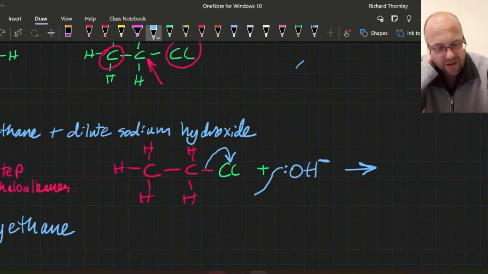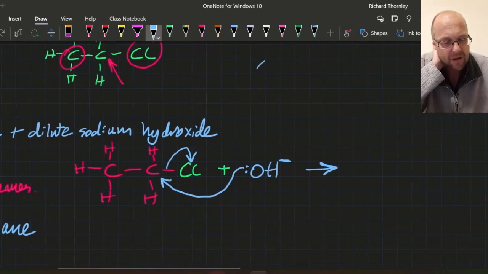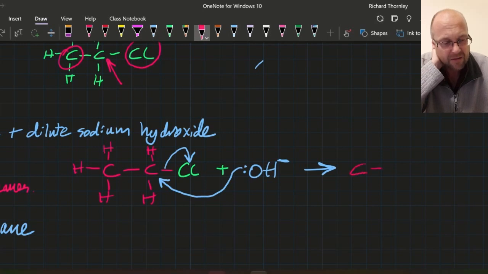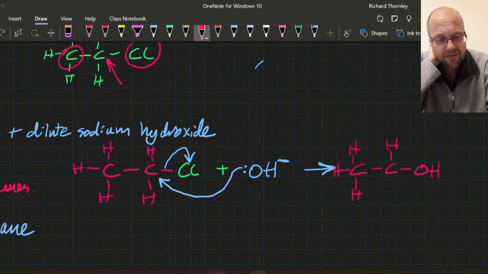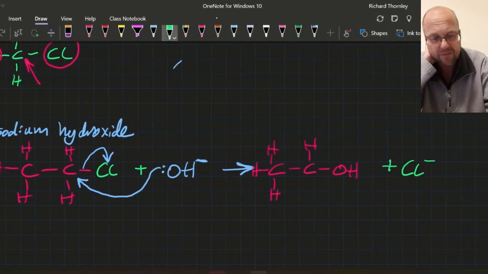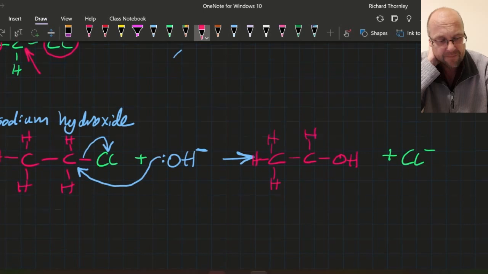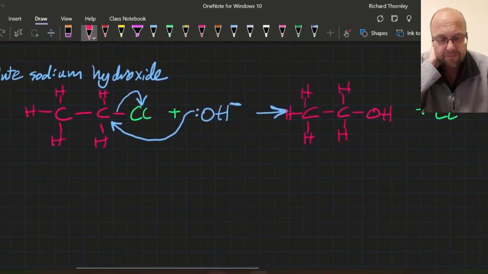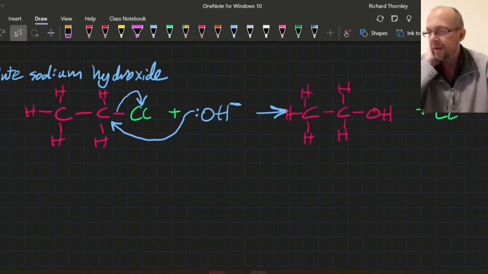And those electrons are now going to be attracted towards that positive carbon. And so what you're going to get at the end is the alcohol, ethanol. What a tricky way to make alcohol, eh? You're going to get ethanol. Well, a lot of people just leave it at that, but don't forget you've now got the chloride ion as well. You've got that. Okay.